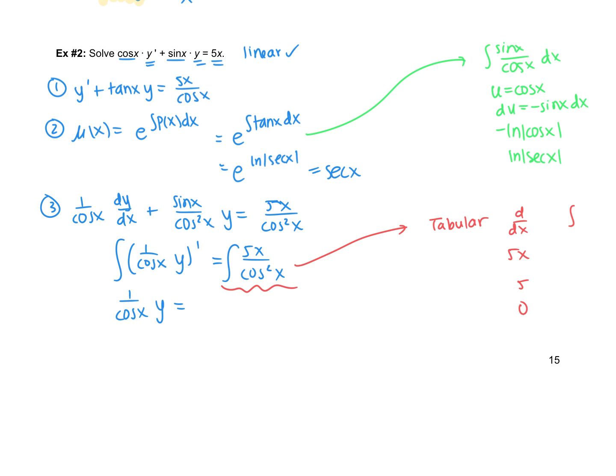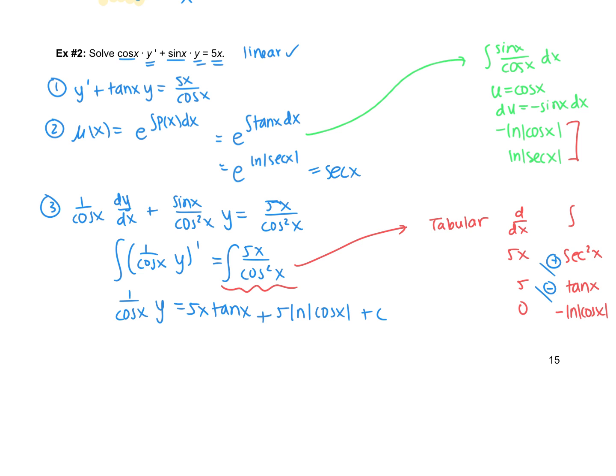1 over cosine squared is secant squared. Integrating secant squared, we get tangent of x. Oh, and how convenient. We already know tangent of x we can write as negative natural log of cosine of x or natural log of secant of x, either one. Okay, so going back to our equation then. Oh, forgot this. So remember, positive, negative. So we're going to get 5x tangent of x, plus 5 natural log of cosine of x, plus c.